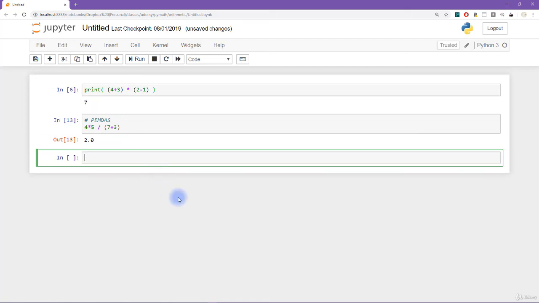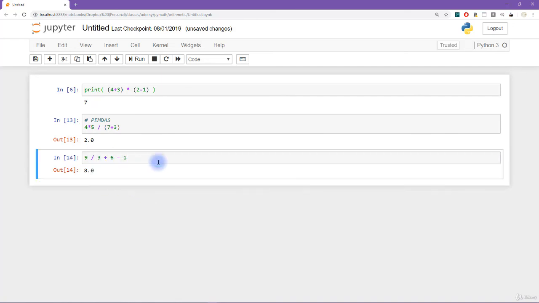Let's now try for the second one. That was 9 divided by 3 plus 6 minus 1. And somehow we have to get this to be equal to 0. And it is not equal to 0, it's equal to 8. So again, one thing you could do is just kind of randomly poke around and start adding parentheses here and there and see what happens. But I don't think that's really the best strategy.